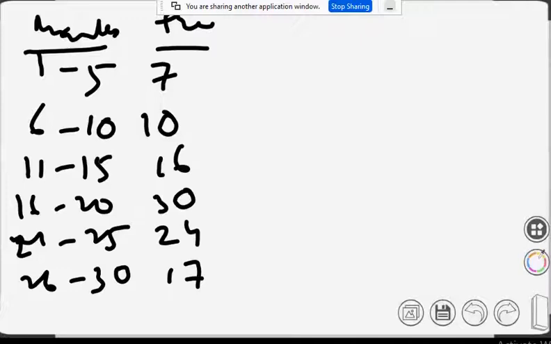Grouping. What kind of grouping is there? There is a gap between the groups, non-available. This is called a discontinuous group. I think I have defined the discontinuous group in the previous class.